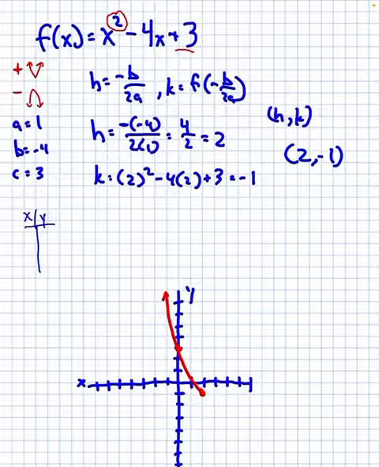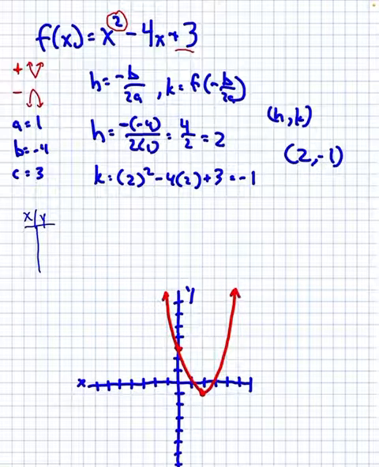Okay, remember, every quadratic function is going to be symmetrical. That's that axis of symmetry. And I'm going to draw it the same way on this other side. What's another way to do that? We can find the X intercepts.